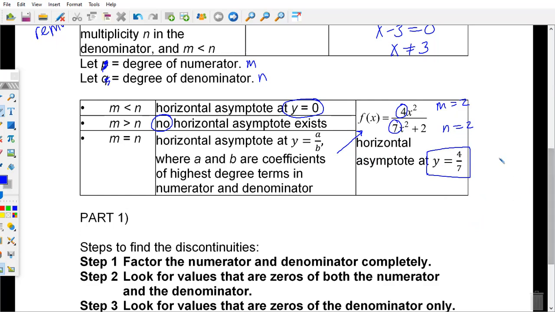So the M is a big number, the N is a little number. M is your degree, the big degree. No, it's still the big degree, but in the denominator. M is the degree of the numerator, N is the degree of the denominator.